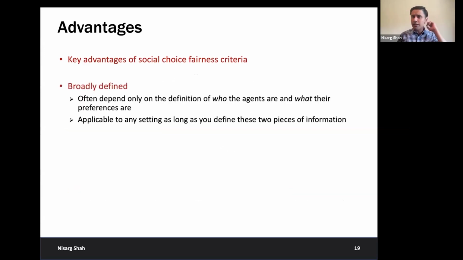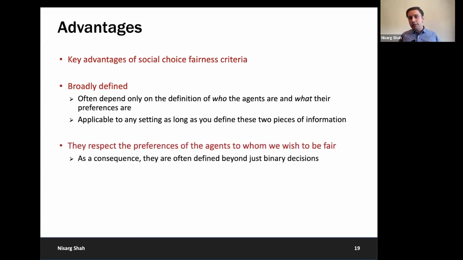So one advantage, in my opinion, is that these notions tend to be more broadly defined. All you have to do is define who the agents are in your application and what the utilities of those agents are for the different outcomes that can happen. And then suddenly you can take some of the definitions like the core and just apply that to your setting. Because of this, these same notions of NV-freeness and the core have been applied to many, many different settings simultaneously, whereas previously in a lot of the traditional machine learning fairness literature, you take a setting and then you define fairness notions for that setting specifically.